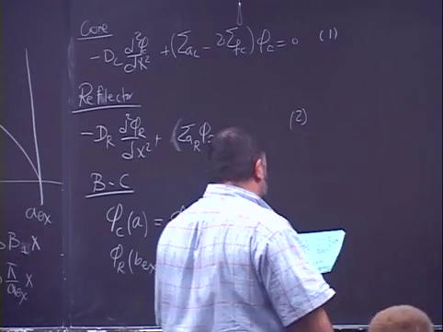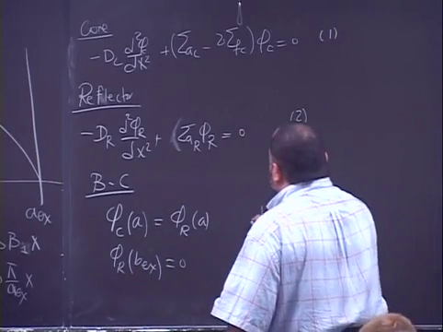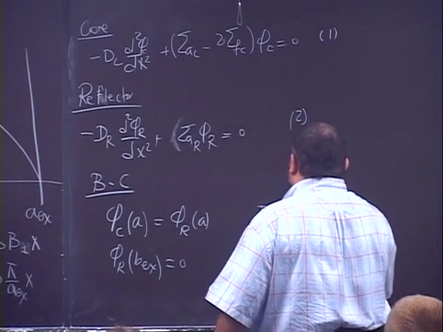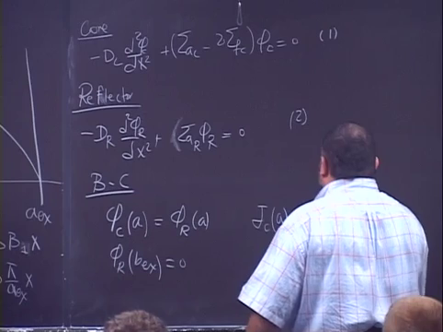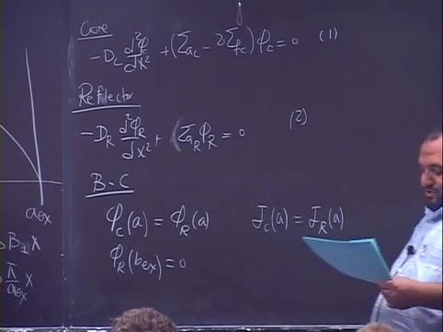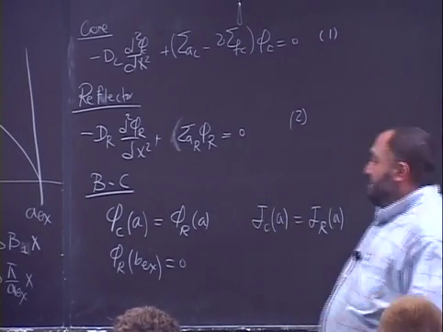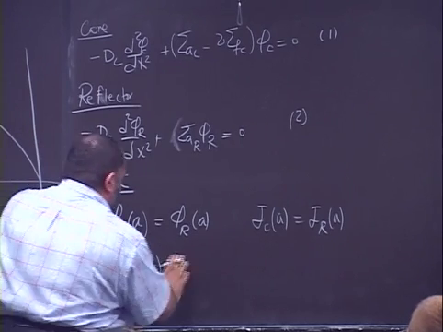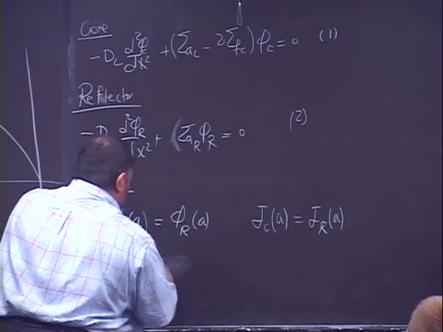And what else? The current from the core at x equal to a should be equal to the current at a from the reflector equation. Yes? By the way, this is b extrapolated. So this is a, and this is b extrapolated. So this should be b extrapolated plus a. So I will remove this and make it a plus b extrapolated.